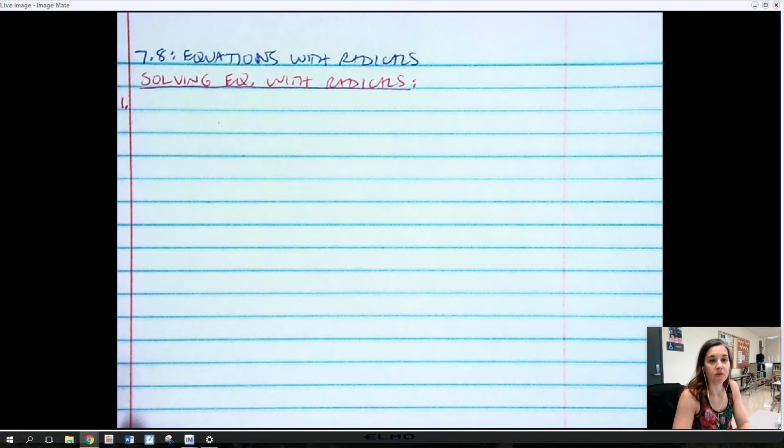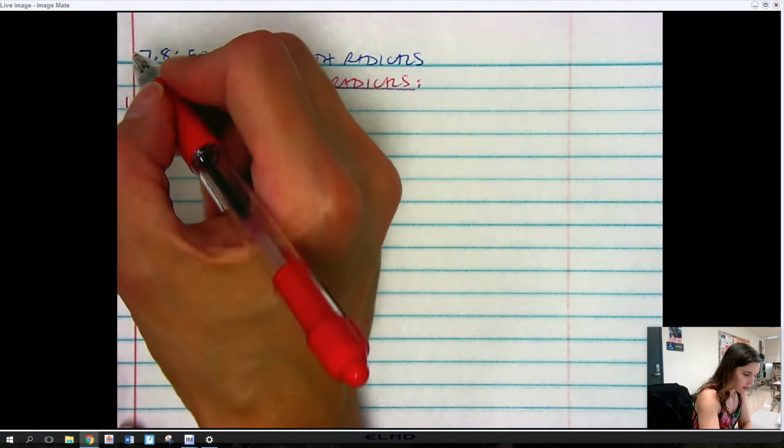The first thing you're going to want to do is isolate the radical. So what that means is you want to get the radical by itself, on one side. Once you isolate the radical, then you need to square, if you have a square root. You would cube if you have a cube root, and so forth and so on. So you need to square both sides.